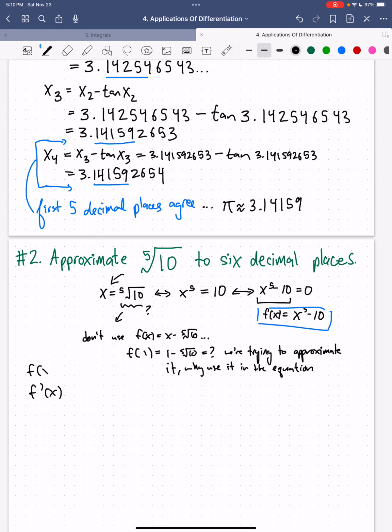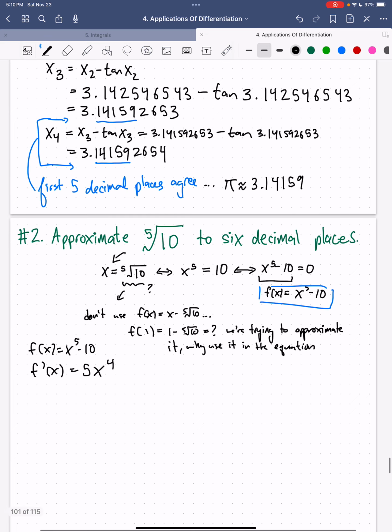So if f of x is equal to x to the 5 minus 10, f prime of x is equal to 5 times x to the 4. Okay, so now what we can do is decide on what our first guess is and start using our formula. A reasonable first guess is something that's not going to be too far off, right?